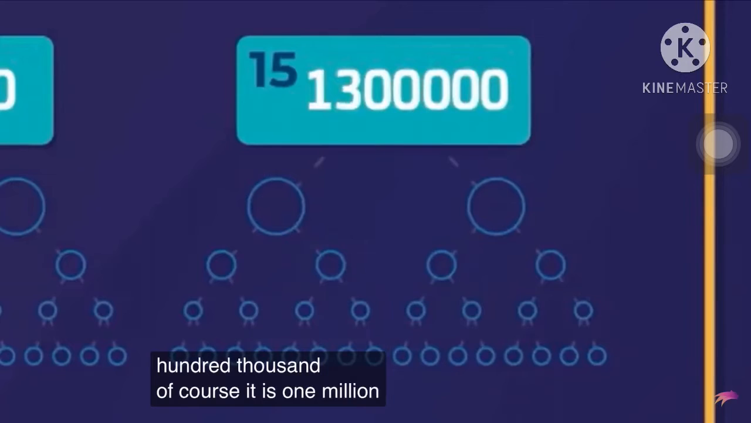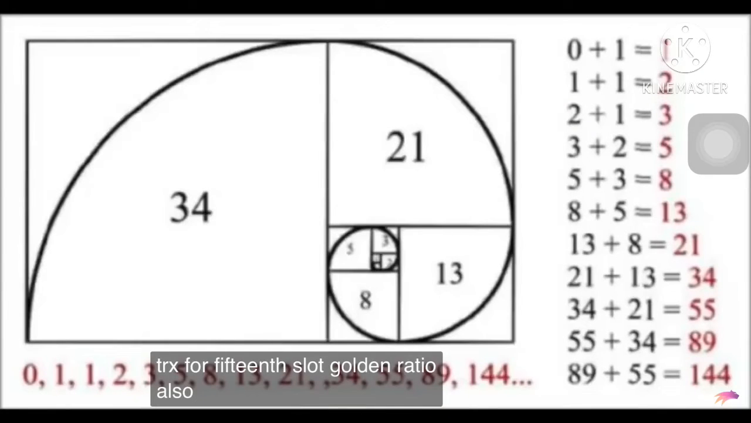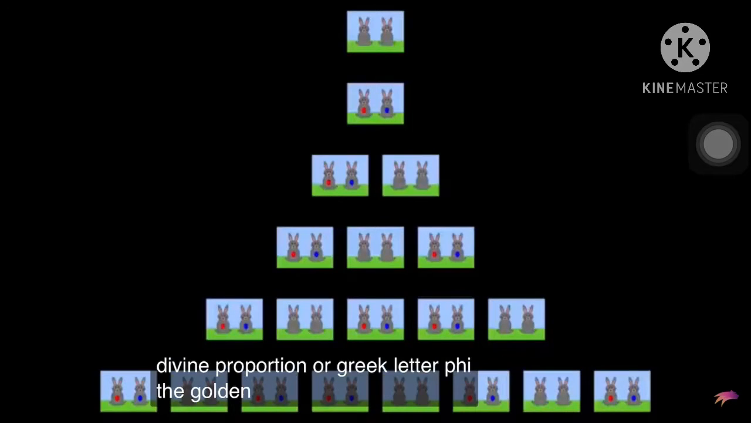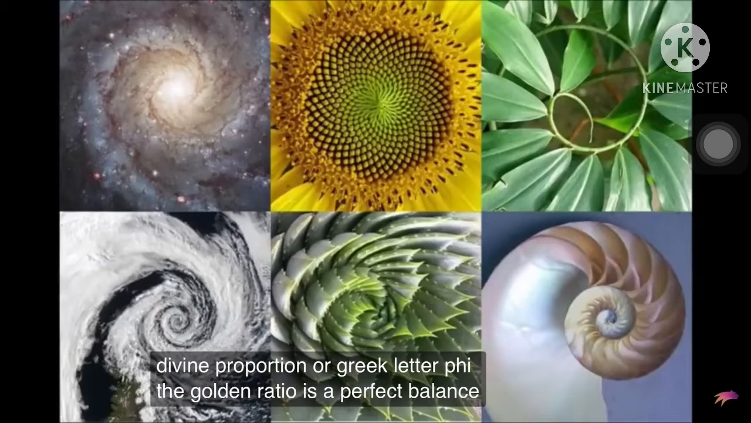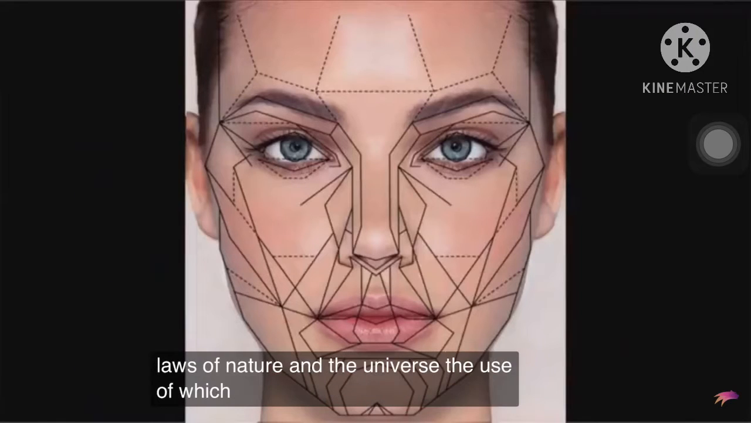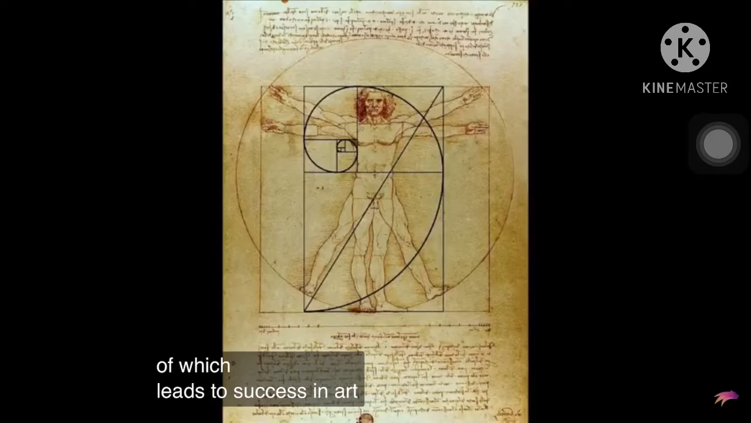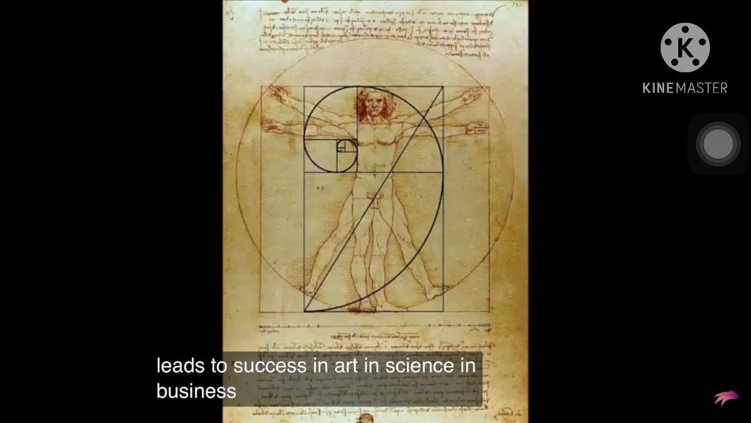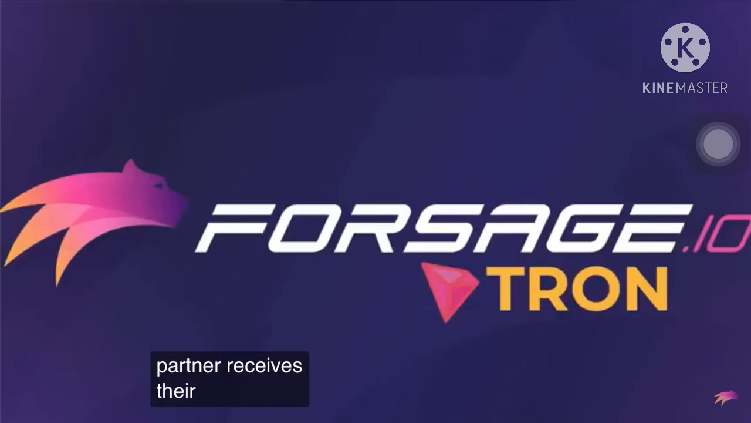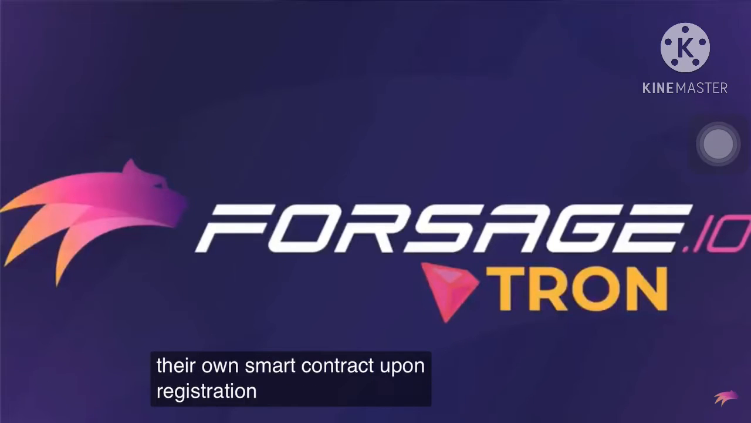Of course it is 1,300,000 TRX for the 15th slot. Golden ratio, also known as the golden section, golden mean, divine proportion or the Greek letter phi. The golden ratio is a perfect balance. There are laws of nature and the universe, the use of which leads to success in art, in science, in business. The most unusual thing is that each partner receives their own smart contract upon registration.